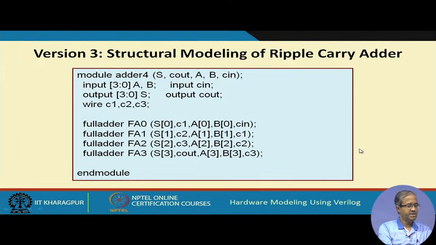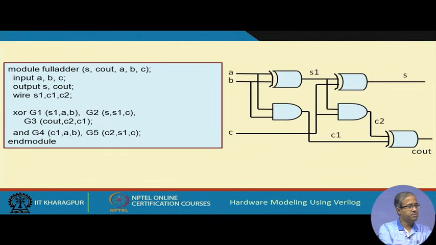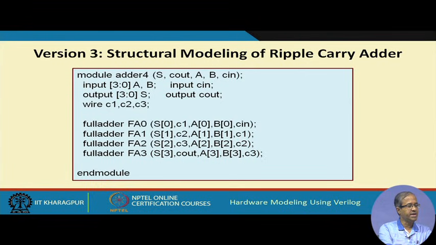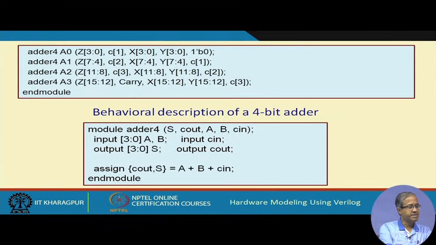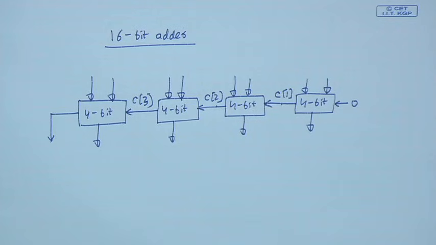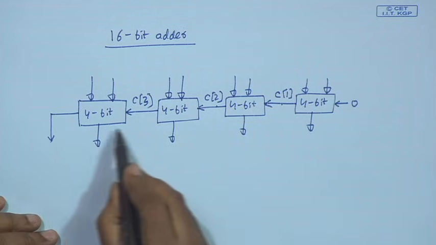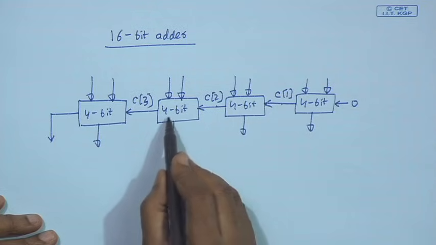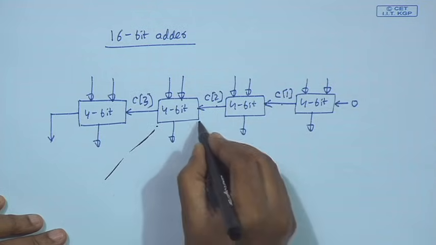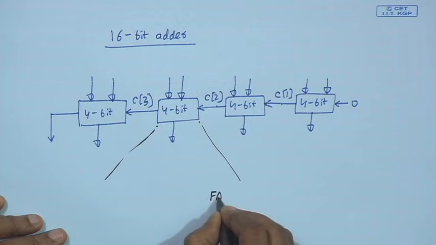So, the next stage is that we are actually modeling these 4-bit adders as a ripple carry adder. See here in the earlier design we have just used these 4-bit adder modules, right. Now, what I am doing is that you just look at this diagram, these 4-bit adder modules. So, each of these 4-bit adder modules we are expanding, we are using 4 full adders.